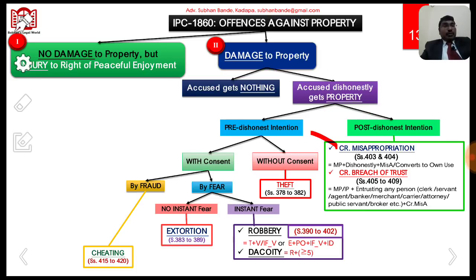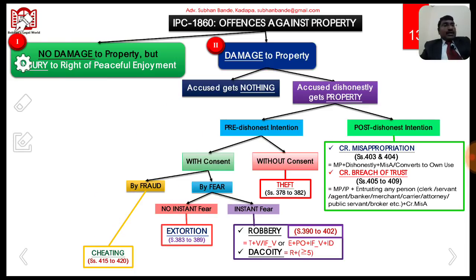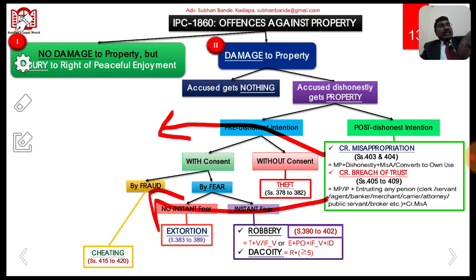The subject matter under criminal misappropriation is movable property, but the subject matter under criminal breach of trust is movable property or immovable property. This is the first difference. Under criminal misappropriation, the victim does not entrust any person to look after the property. Simply he gives away the property. He is not entrusting any person. But in criminal breach of trust, the victim entrusts a certain person for looking after his movable or immovable property. The entrusted person may be the clerk, servant, agent, banker, merchant, carrier, attorney, or public servant, or broker, etc.